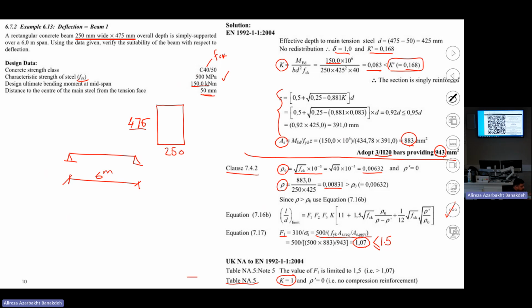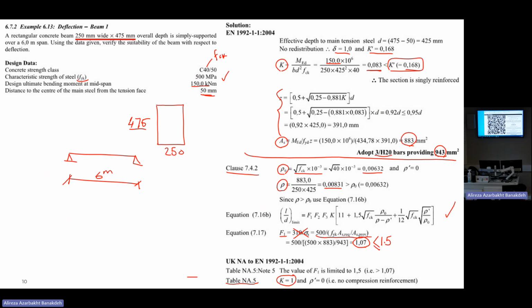Confused for F1 equals 310 divided by stress S? That equals 500. Forget about this. Just use this one. Is sigma S the bending stress of the beam or something? No, sigma S is the ratio of these two over FYK. Don't look at that, just forget it, because this is what we need: the AS required, AS provided, FYK. We have these three. Right?